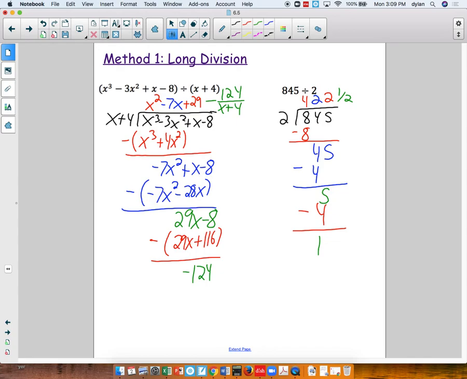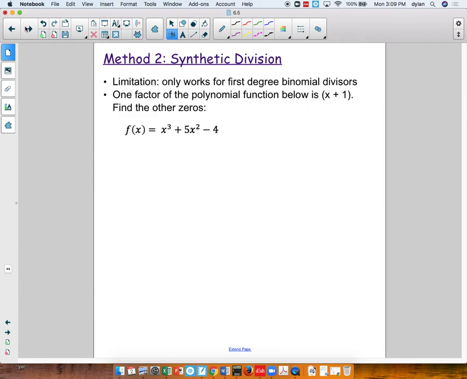So our second method is what's called synthetic division. And synthetic division is extremely efficient and fast, but it has a serious limitation as well. It only works for first-degree binomial divisors. In other words, it works for things like x plus 1. It does not work for things like x squared plus 1, which you could do long division for, but you can't do synthetic division for. So there's a limitation here, but oftentimes we are going to be using first-degree binomial divisors.